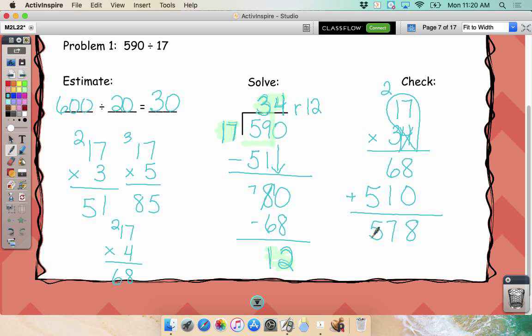All right. So this is where I sometimes freak out a little bit because I just added and my numbers don't match. But what have I not done yet? I haven't added my remainder. So if I do that, I bet I'm going to get 590. And is that the dividend I started with? Okay, now here's the last thing. Make sure you've got 3 numbers in your problem.